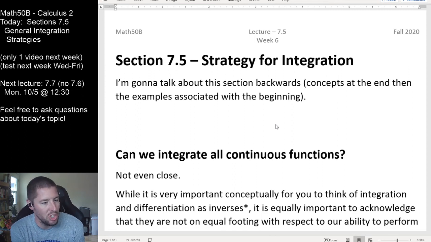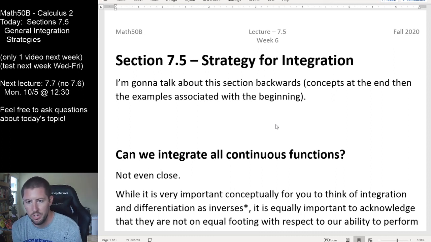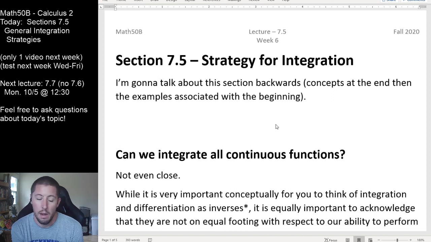Today we're going to be talking about general strategy for integration. Yesterday we looked at partial fraction decomposition. We saw that it was a very algebraic section. We didn't really introduce any new calculus concepts. Today we're really just going to talk about, how hard is integration? Is basically the question that we're asking.